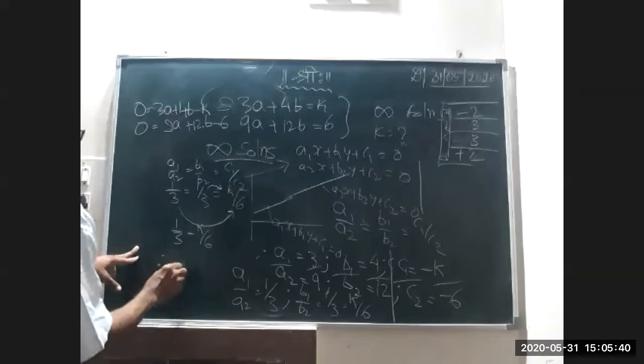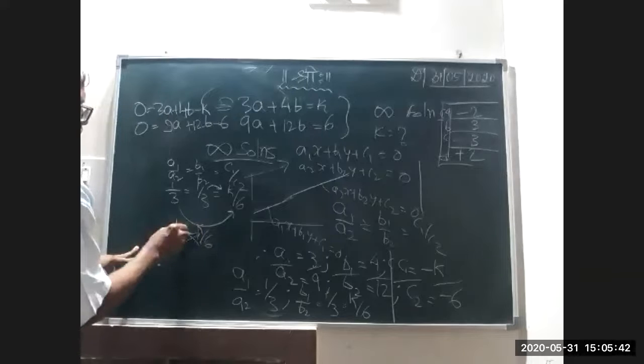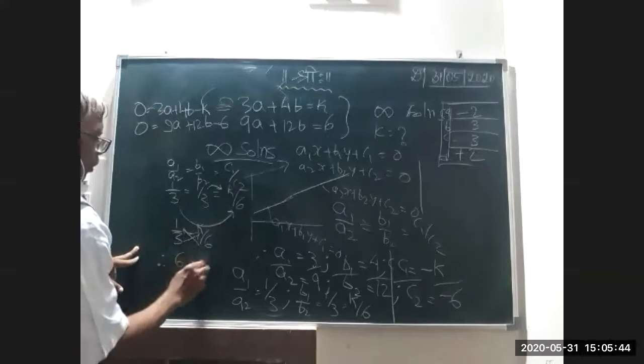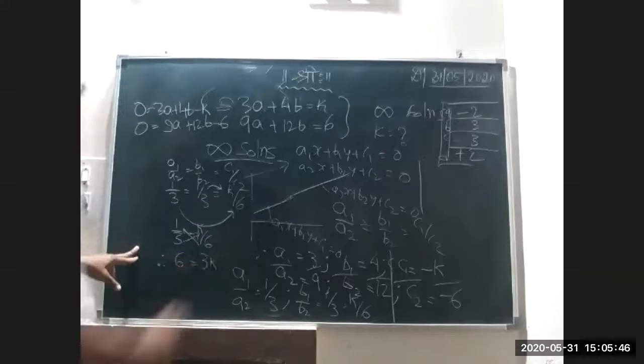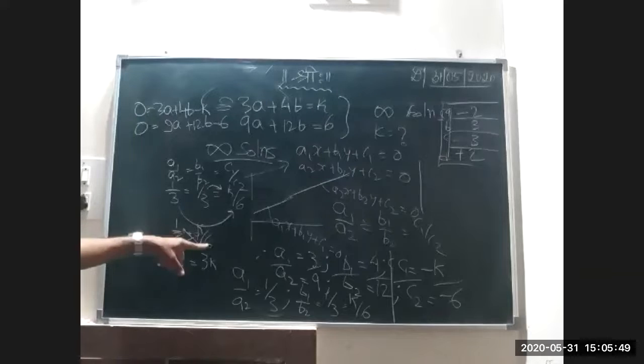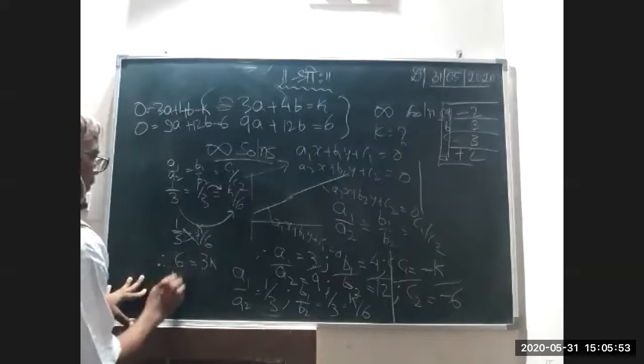Therefore, cross multiply. When you cross multiply here, friends, 6 will be equal to 3K. 6 into 1 is 6. 3 into K is 3K. Therefore, my K will be equal to 6 by 3, where my answer is 2.